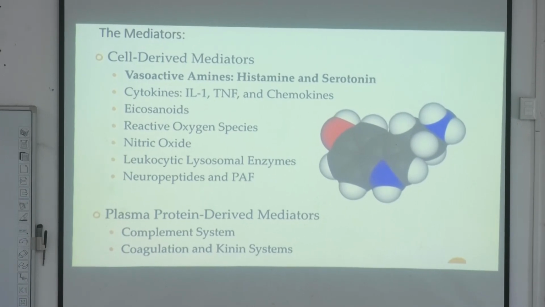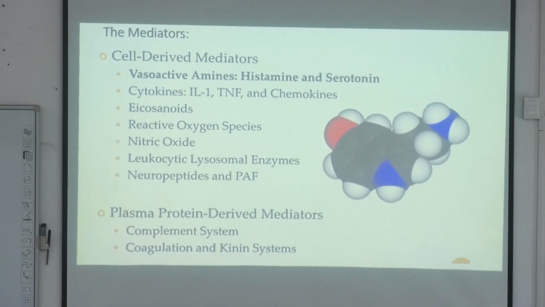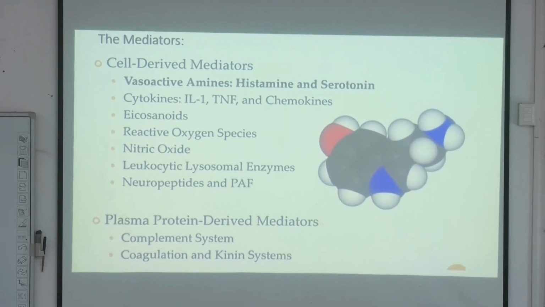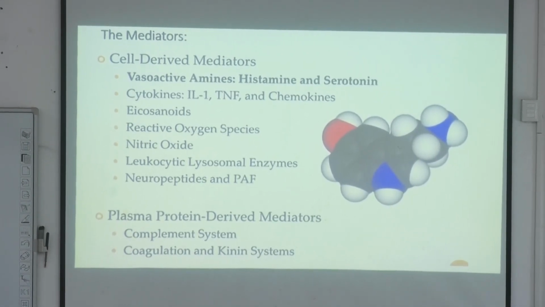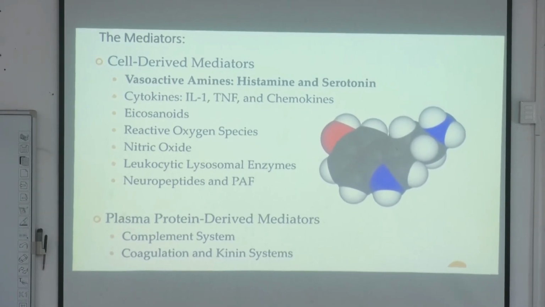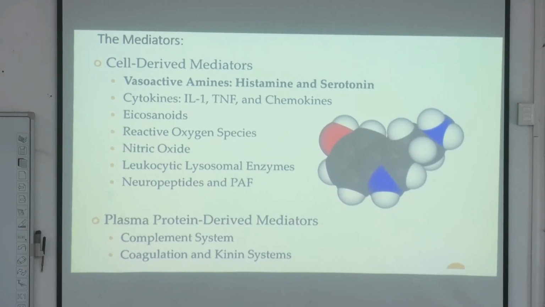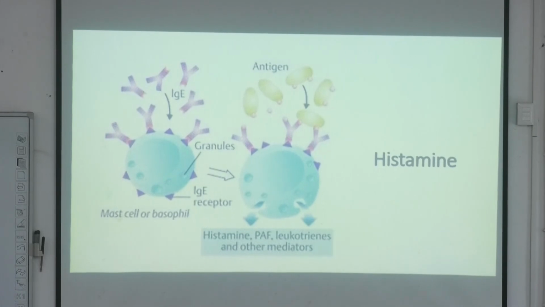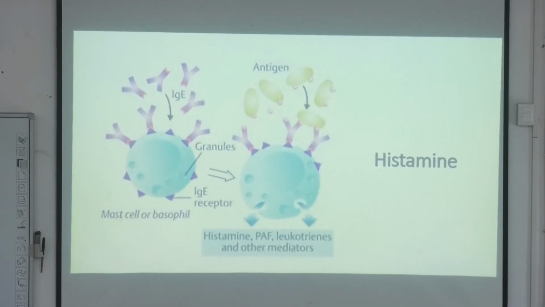So coming to the most important chemical mediators, the vasoactive amines, histamine and serotonin. Among the cell-derived mediators, the most important vasoactive amines are histamine and serotonin, and they are formed from preformed granules of basophils, mast cells, etc. So, what are the actions of histamine?